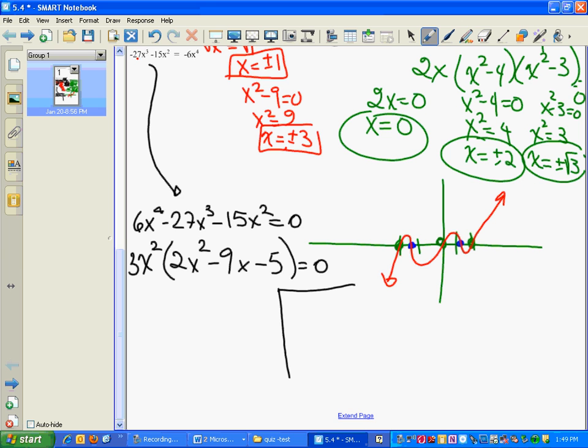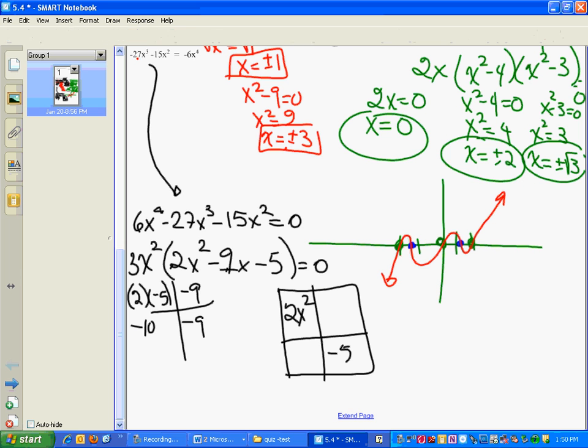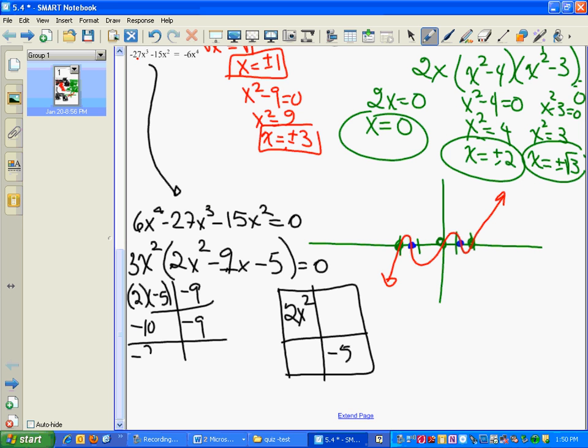So remember, the box says, after you put your first term and your last term, 2 times -5, you multiply it, and it has to add to -9. The product of the first and the last has to add to the middle. Because it's the first and the last. You have to multiply the first and... No, no, no.